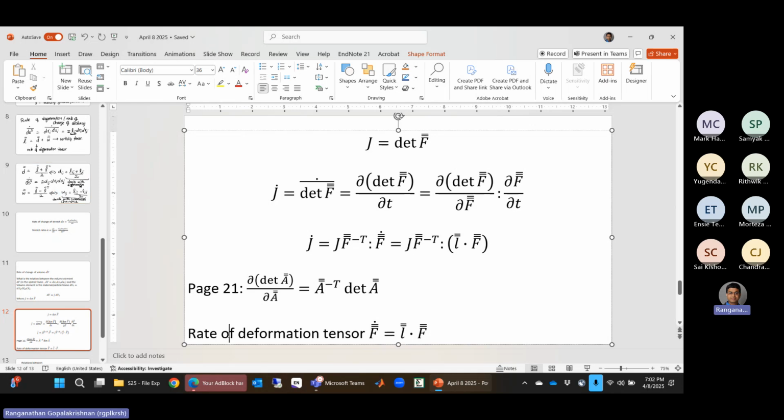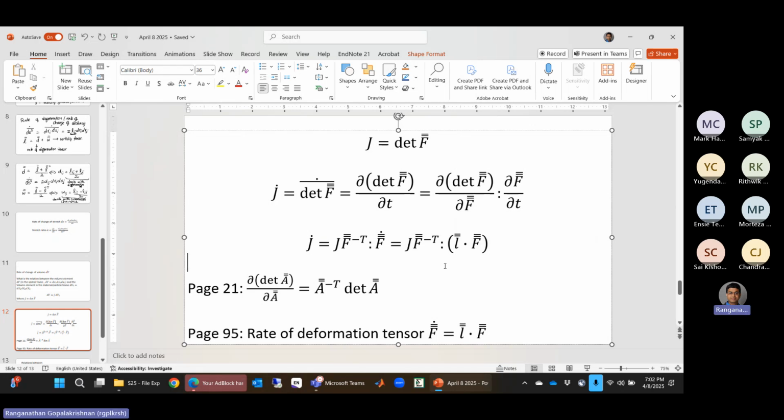So this expression, rate of deformation tensor, if it looks a little new to you, it shouldn't, because this is what we discussed last lecture, and you can find this on page 95. So what I've done is to get J dot in terms of J and F inverse transpose, where F is a fundamental quantity, and L is the velocity gradient, which is basically the rate of change of velocity spatially.